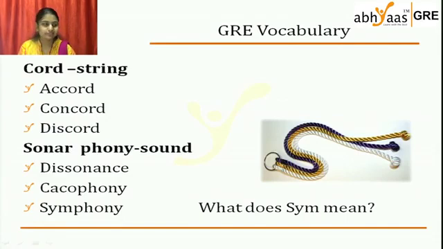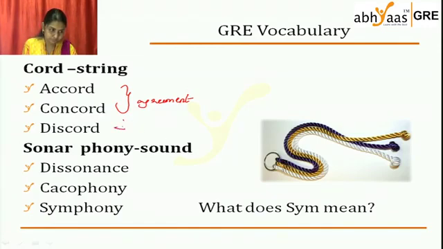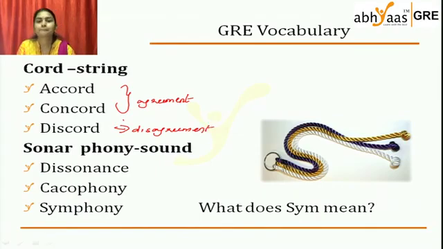Accord and concord, discord. The two words accord and concord are related to agreement, and discord means disagreement. I concur with her, I agree with her. So, discord is disagreement, accord and concord mean agreement.